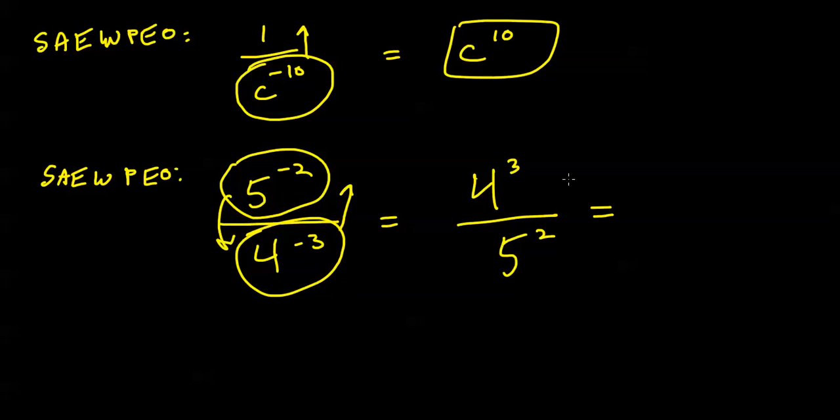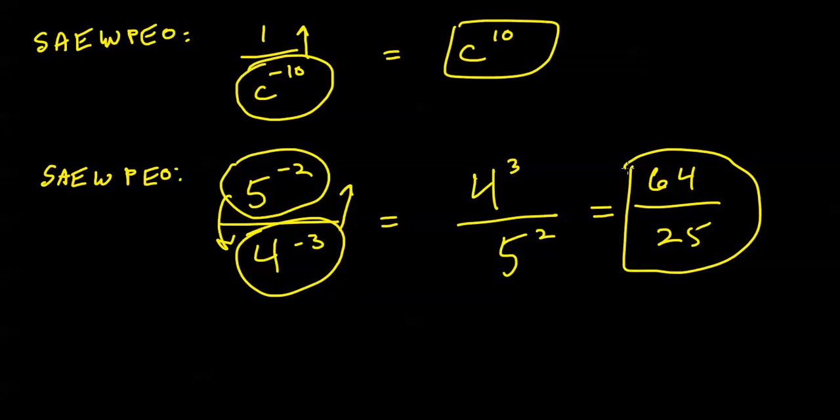All my exponents are positive now, so I can easily evaluate. 4 cubed is 64, of course, and 5 squared is 25. So this would be my final return, 64/25.